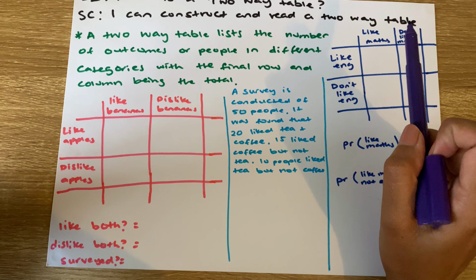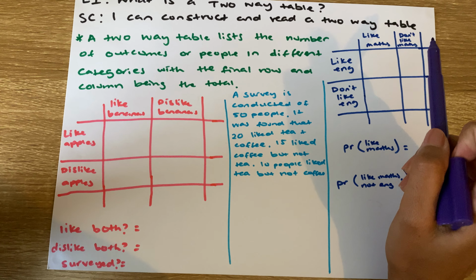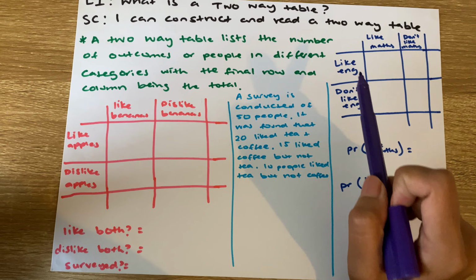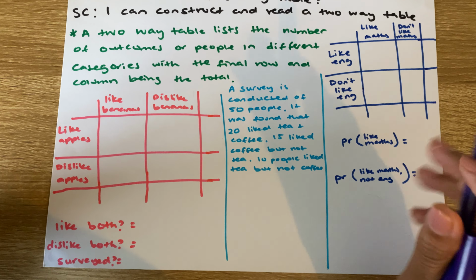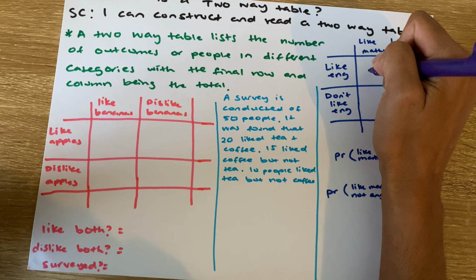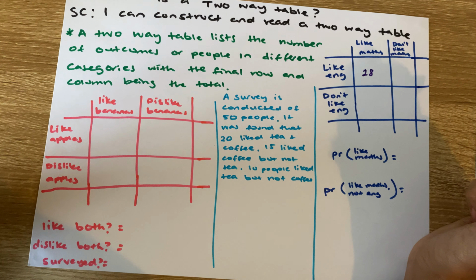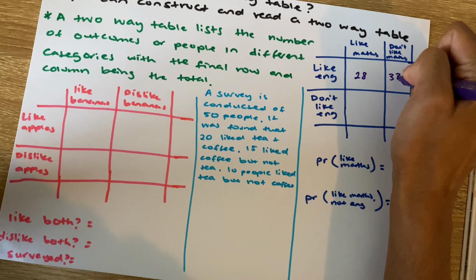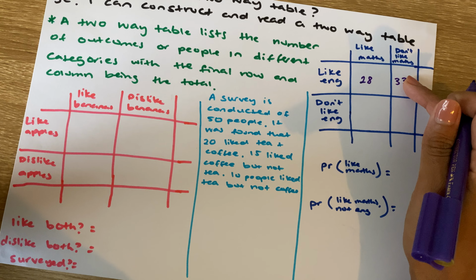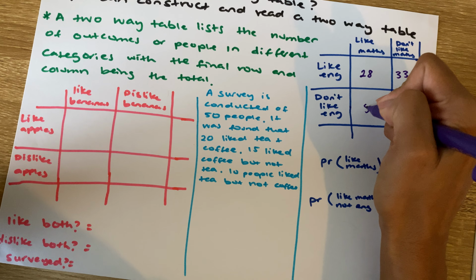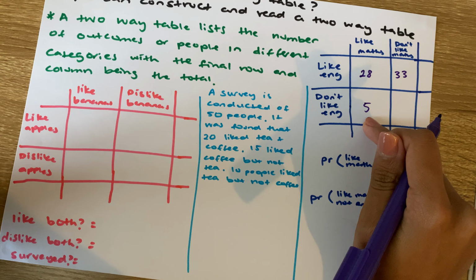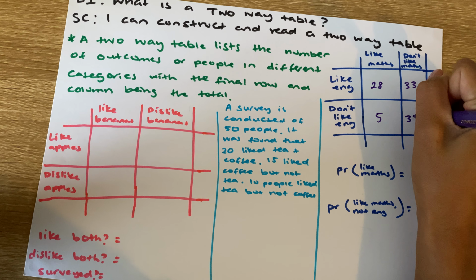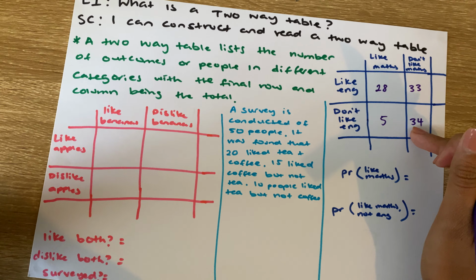I'm going to tell you that we are surveying a number of people and we're seeing whether they like maths or don't like maths, and whether they like English or don't like English. What we found was that 28 people liked both maths and English. We found that 33 people like English but don't like maths. We found that 5 people like maths but don't like English. And we found out that 34 people don't like maths and don't like English.